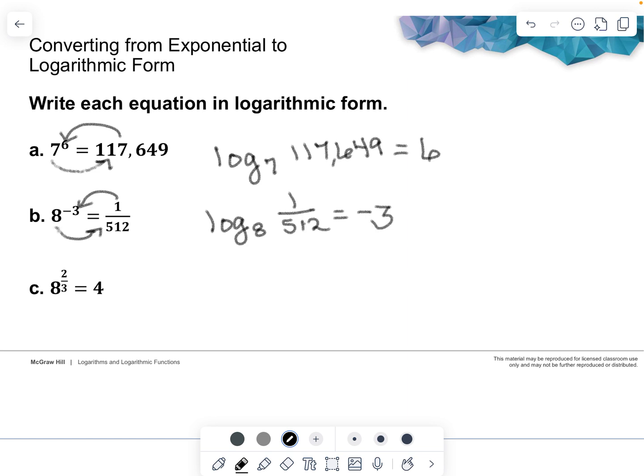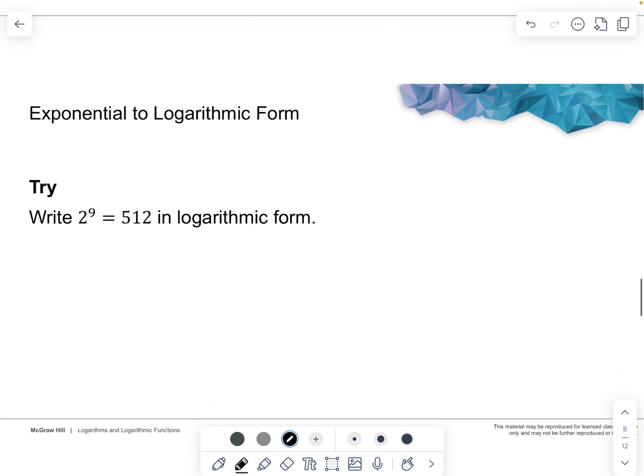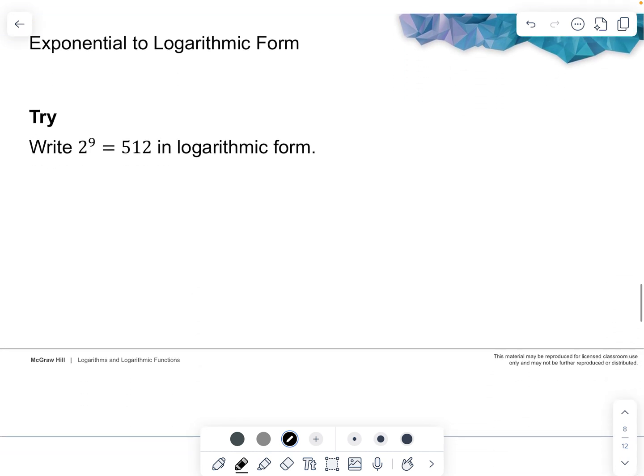Try the next one. And I think I have one more for you to try. Yes, try this one.